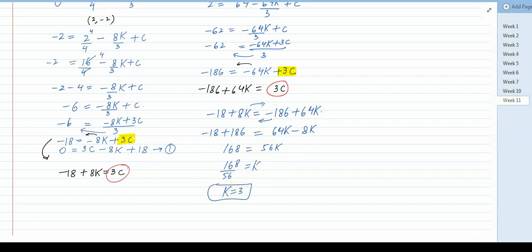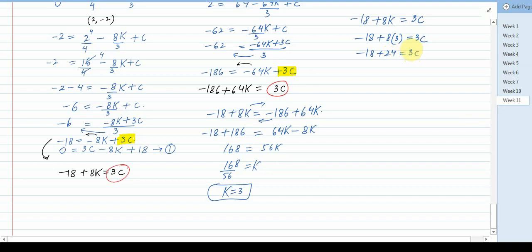Once you have the value of k, you can find the value of c by using any one of the equations. Let me pick the first one. It says minus 18 plus 8k equals 3c. So it's minus 18 plus 8 times 3 equals 3c, minus 18 plus 24 equals 3c. 24 minus 18 is 6, divided by 3, so we got the value of c as 2.